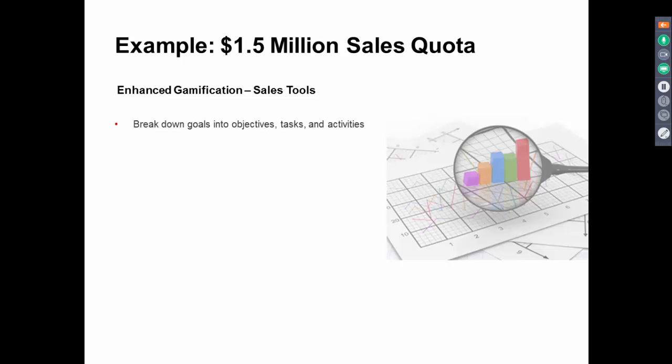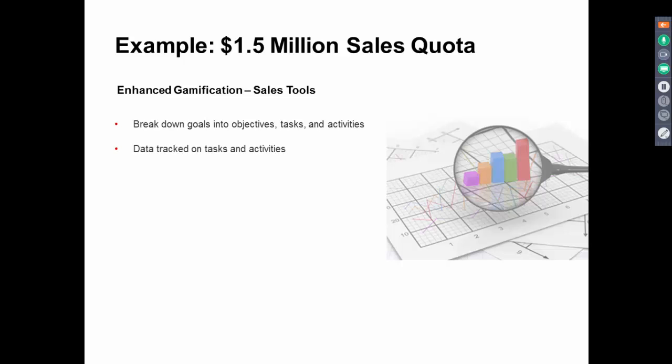Some ways to do that is, again, what I would recommend is you break down the goals into objectives and tasks and activities. Basically, break down the goals into the objectives that would lead to those goals, and then identify the tasks and activities that will lead to successfully reaching those objectives. At a most simple level, what are the meetings and leads that are going to lead to me hitting my quota? What are the tasks and activities I need to do to generate those leads and meetings?